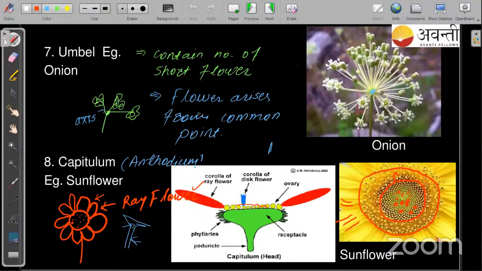In the case of umbel, it contains a number of short flowers, but they arise from a common point. Please remember this thing. It arises from the common point.